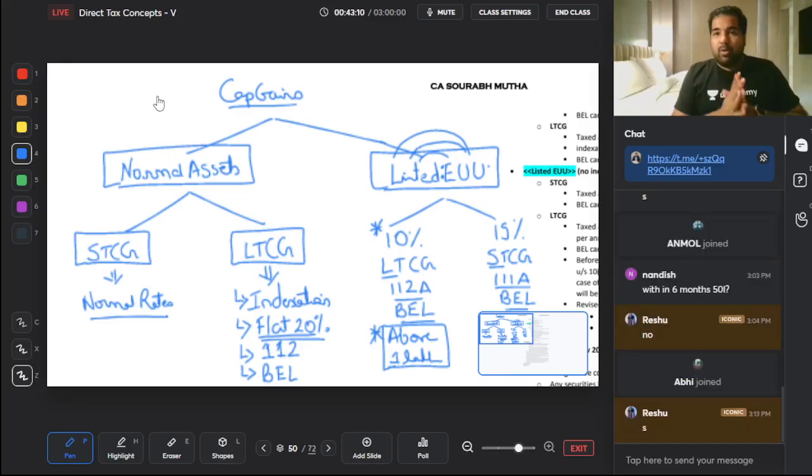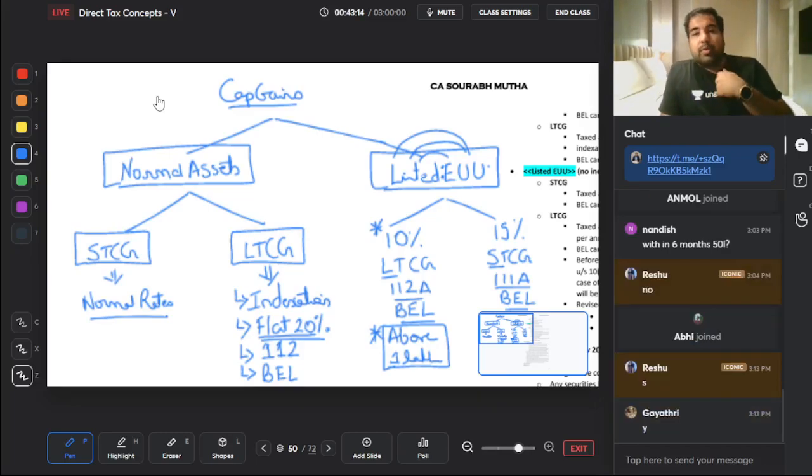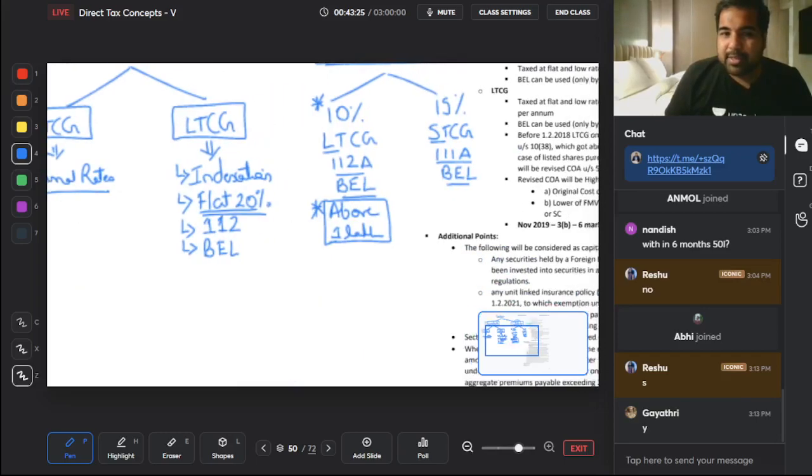Guys, now there is a cake which you want to eat, I also want to eat it, and your brother also wants to eat it, and my sister also wants to eat it. There are 4 people who want to eat the cake. Who gets to eat the cake first? Why am I talking about it? Is because there is a basic exemption limit guys.